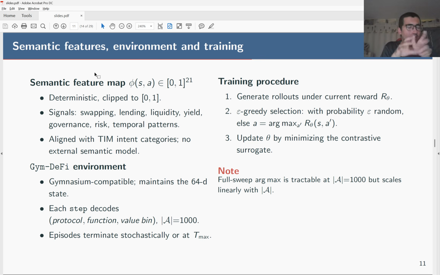And training is a very simple alternating loop. Generate rollouts under the current reward. Select actions epsilon-greedily: mostly the argmax of the reward, occasionally random for exploration. Then update the reward to favor the experts. One honest caveat to note: the argmax is a full sweep over all actions. It's fine at 1,000 actions but scales linearly, and I will come back to that in the limitations. Let's go forward, and that's the method. Let's show how it performs.